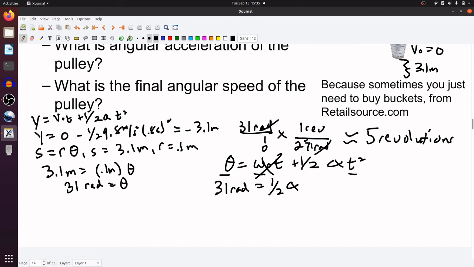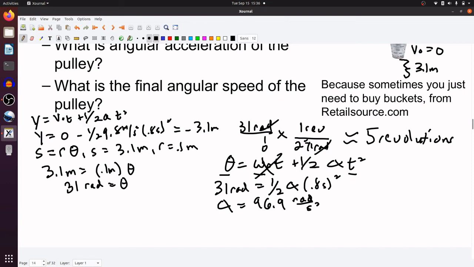There's a much easier way of doing it, but we're going to solve it this way because I already started it. I'll show you both ways. I don't know why I didn't, I just got a brain fart, I guess. So 1/2 alpha times 0.8 seconds squared. We should get roughly a similar value, so this would be a good way of checking it. So 31 times 2, divided by 0.8 seconds squared, gives me an appropriate value of 96.9 radians per second squared.